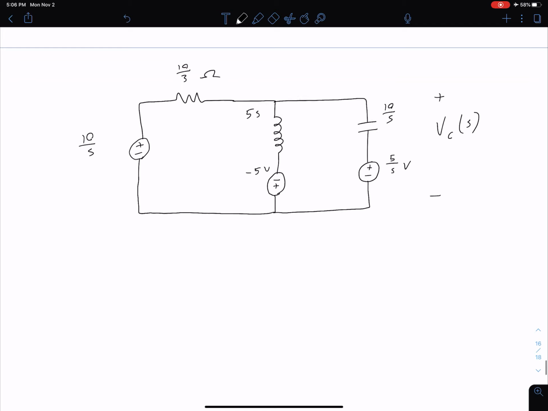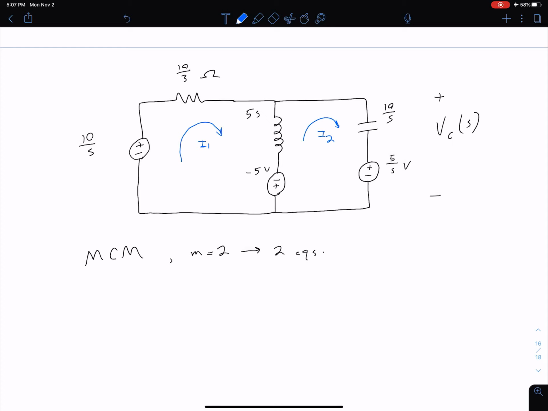Okay, so if we're going to do mesh analysis, so let's say we want to do our mesh current method, we have 2 meshes, which means we're going to need 2 equations. So the first thing we want to do is define our mesh currents. So I can come up here and I can define my mesh current I1 going clockwise in this left mesh, and my mesh current I2 going clockwise in this right mesh.